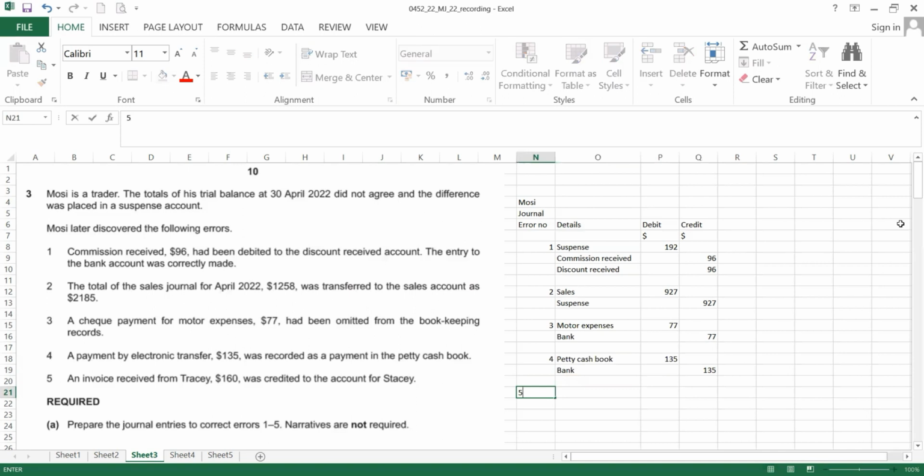Number 5, an invoice from Stacy was credited to the account of Stella. This one is wrong, the supplier. We credited the wrong one, so we have to debit Stella 160 and put the correct one, Stacy 160. This is an error of commission. Okay, so this is the answer that we get.